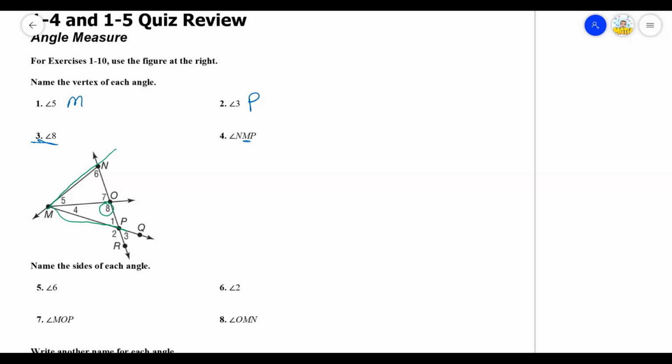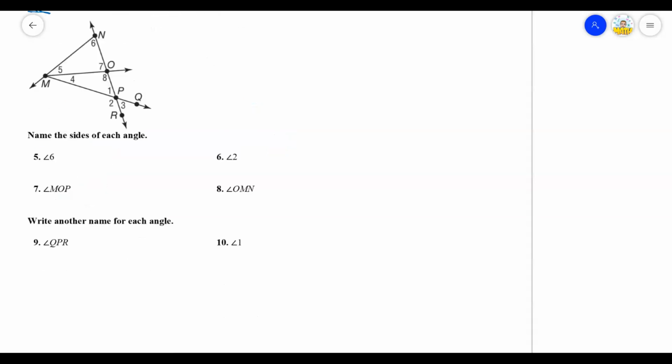Okay, so we're not trying to make anything too difficult here. Angle 8 lives at a vertex of the point O. So hopefully you said O was the vertex for angle 8. And then angle NMP, it's a giveaway where the vertex lives when they give us letters. It's got to be the middle letter, right? That's where those 2 rays are going to connect.